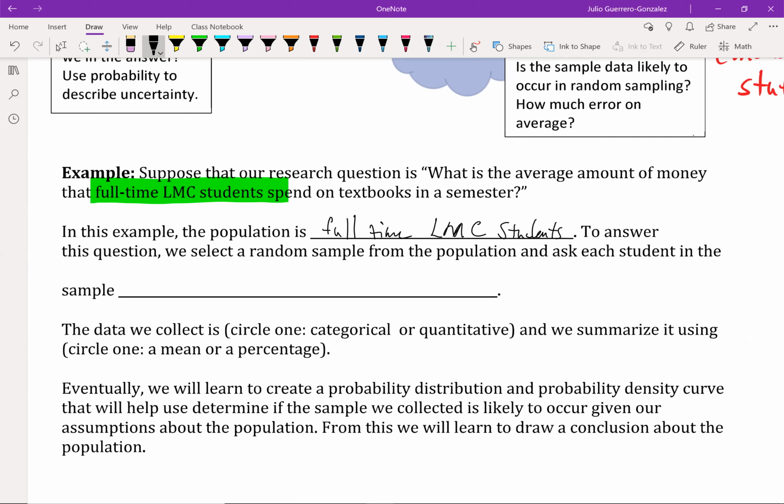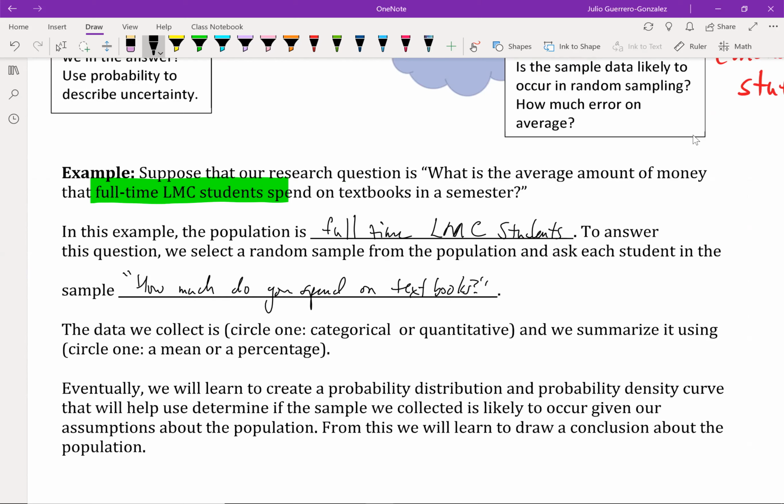Wow. So what do we ask our sample? How much money they spend on books? Does that make sense? I think it'd be better to ask for their receipts. Yeah, get a more accurate number. So you're correct. That's part of the study design.